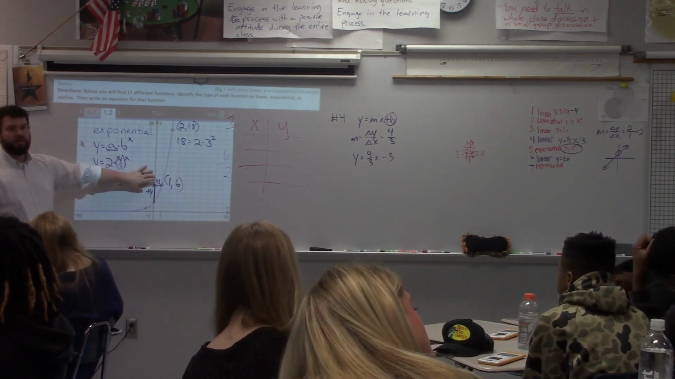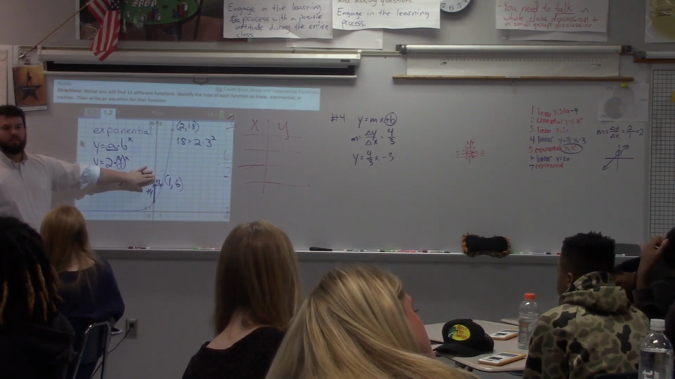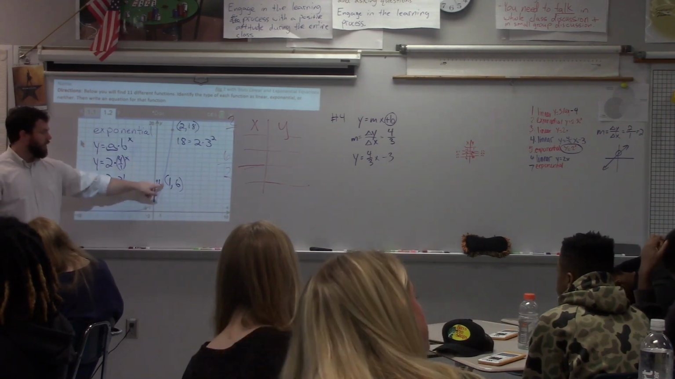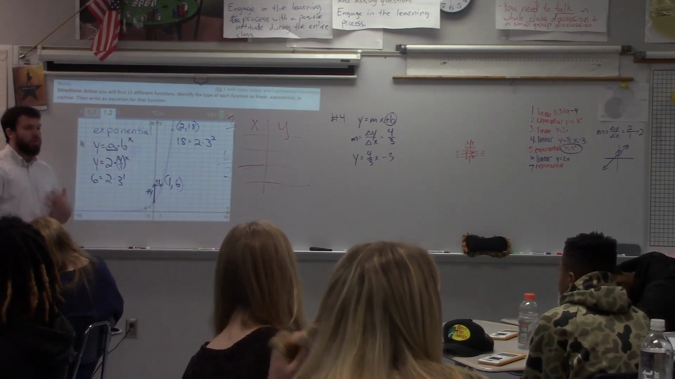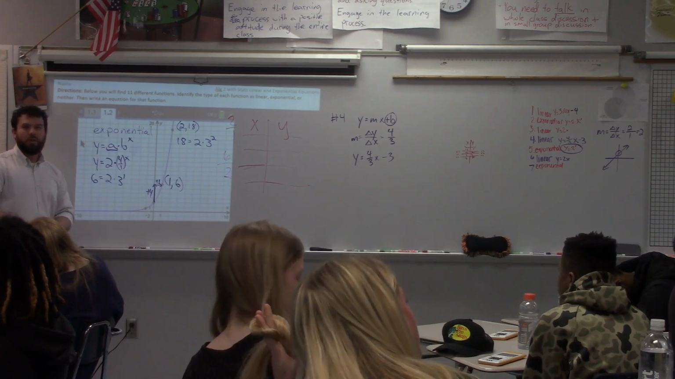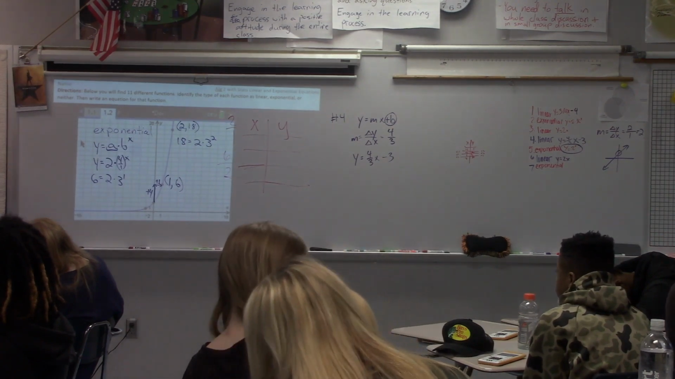But what is this referring to, that 4 and that 1? That is my slope. But is this linear? Nope. Notice it doesn't go up 4 to the right 1 again. So don't use slope with exponential. What would have helped and made this easier is look right here.